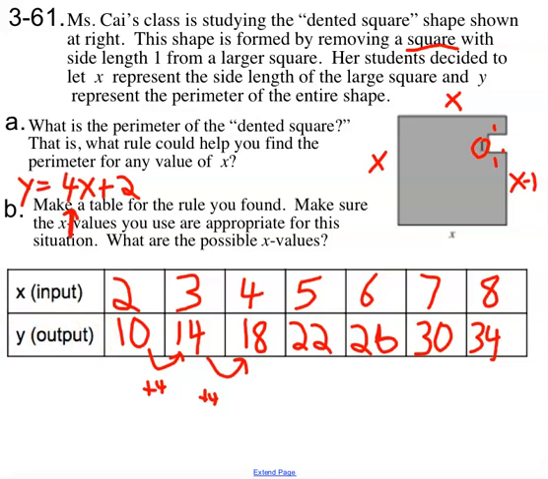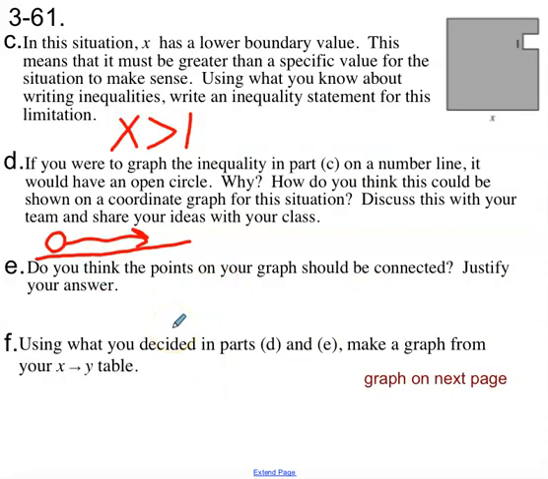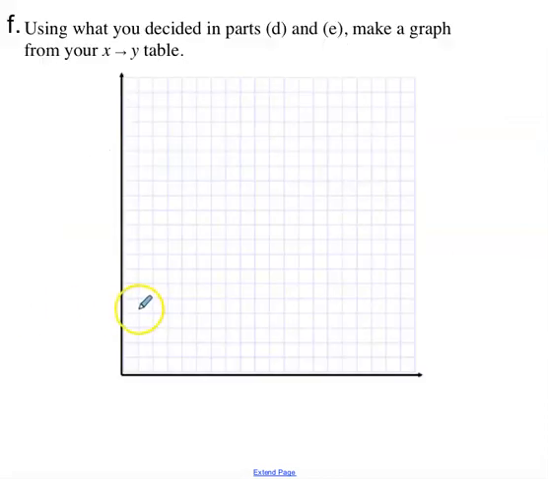So the last thing it wants us to do is use what you decided in part D and E, make a graph for your XY table. So if I come here, I've got a table set up. I'm only using this first quadrant because I don't have negatives. So I can count these off 1, 2, 3, 4, 5. So here's my 5th line. And I'll maybe make a little tick mark there. So then 1, 2, 3, 4, 5. So here's my 10. And I'm going to stop there.